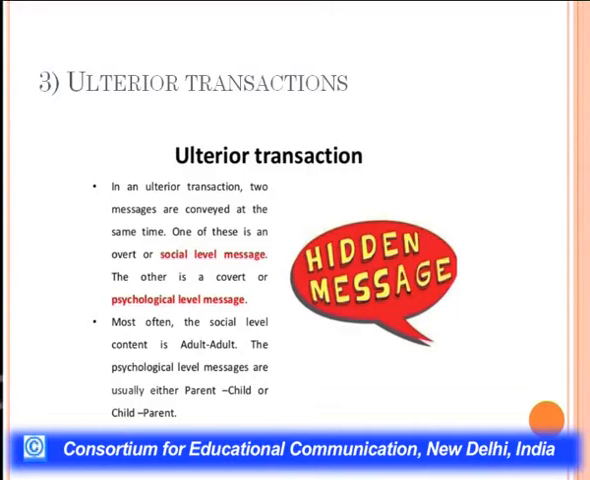Now the third very important type of transaction is the ulterior transaction. An ulterior transaction has, at its crux, a hidden message. In ulterior transactions, two messages are conveyed at the same time. One of these messages is an overt or social level message. The other is a covert or psychological level message. Most often the social level content is adult, and the psychological level is usually either parent-child or child-parent. So in the ulterior transaction there is a hidden message, one from the social level point of view and one from the psychological level point of view.